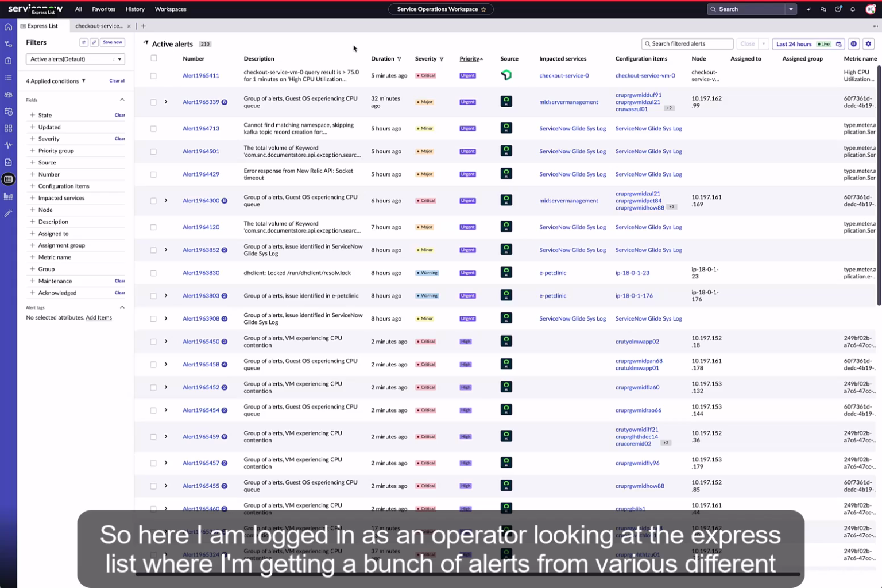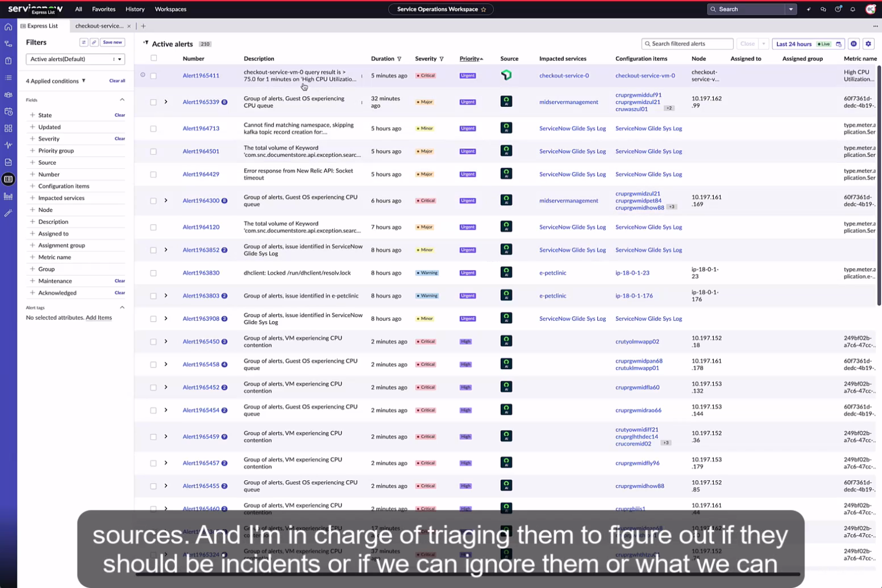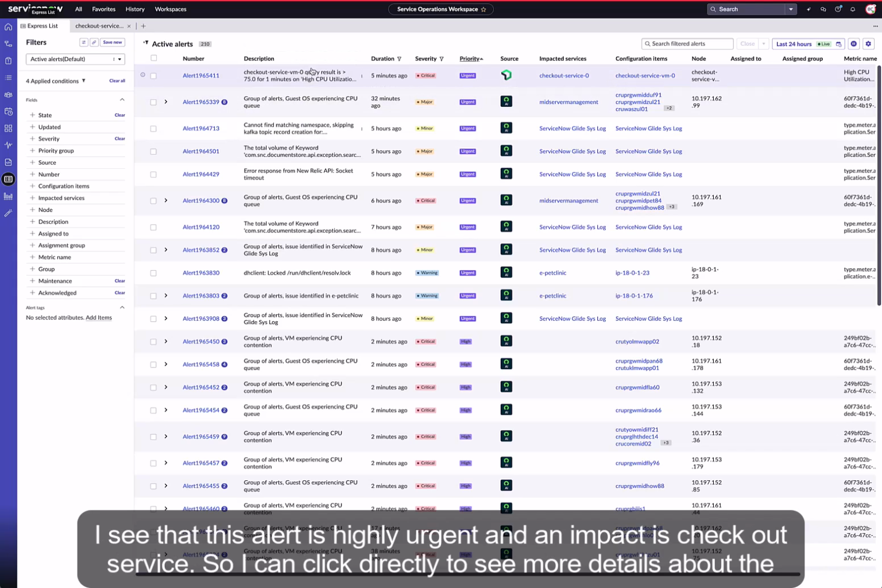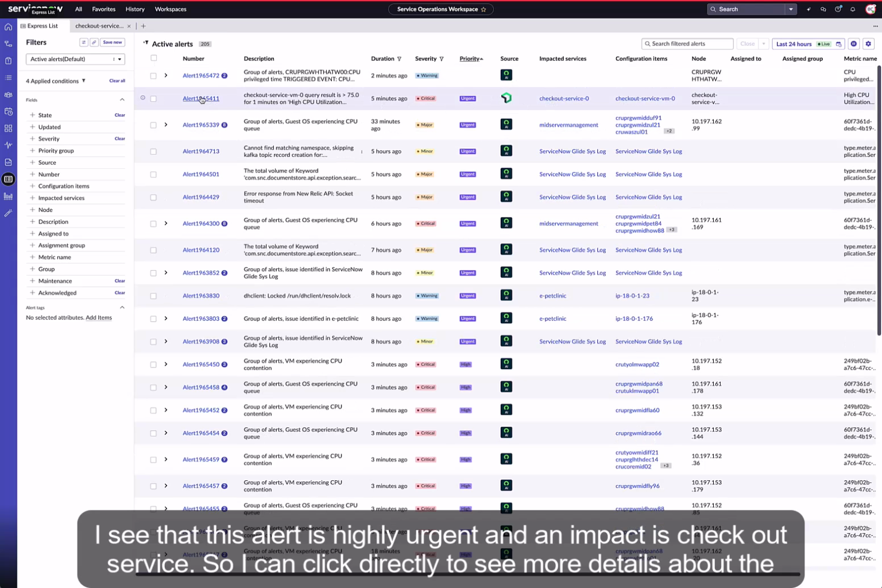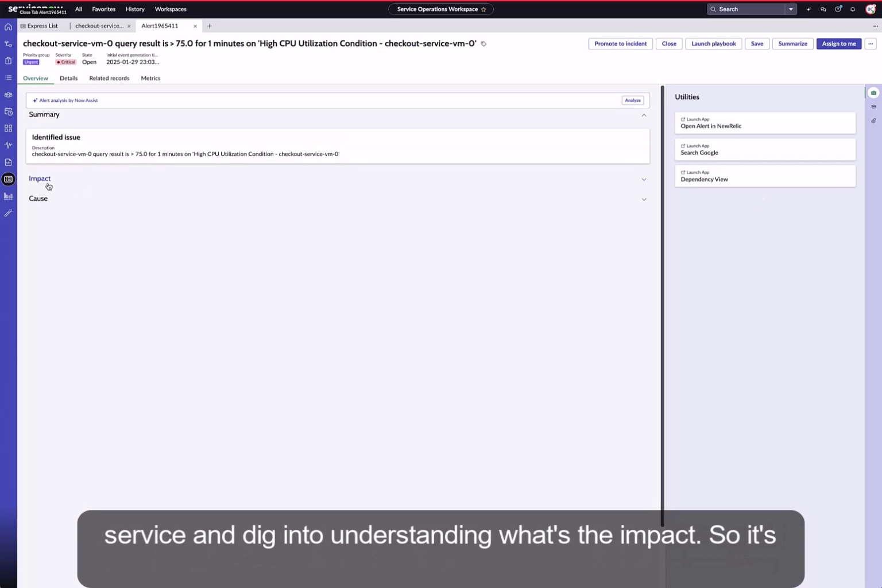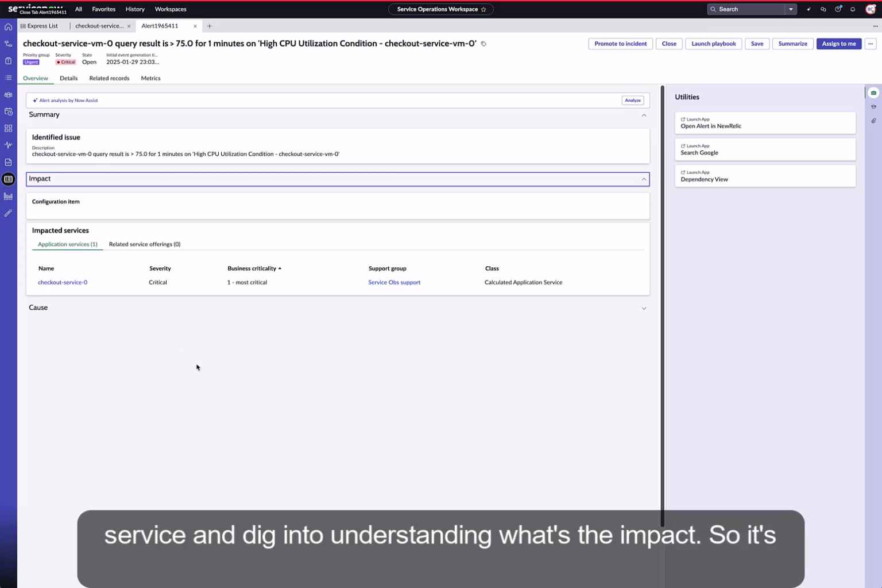So here I am logged in as an operator looking at the Express list, where I'm getting a bunch of alerts from various different sources, and I'm in charge of triaging them to figure out if they should be incidents or if we can ignore them or what we can do there. So first, I see that this alert is highly urgent and it impacts this checkout service. So I can click directly to see more details about the service and dig into understanding what's the impact.